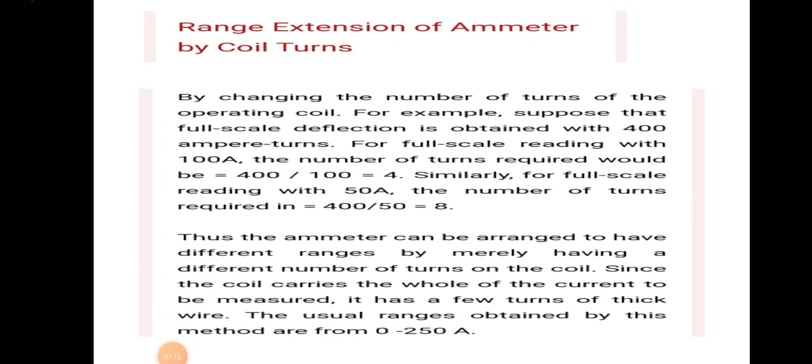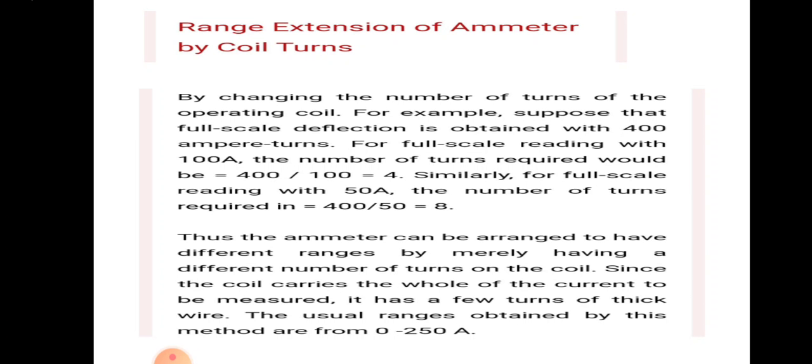Okay, so what does this point say? If in an ammeter you want to read the value till 400 ampere, but the capacity of this ammeter is only 100 amperes, what we can do is increase the number of turns. If you are using the number of turns equal to 4, then the 100 ampere capacity will be multiplied by 4, and it will give the full scale deflection at 400 amperes.